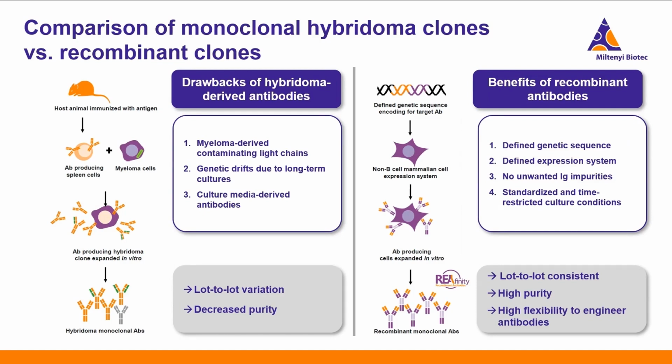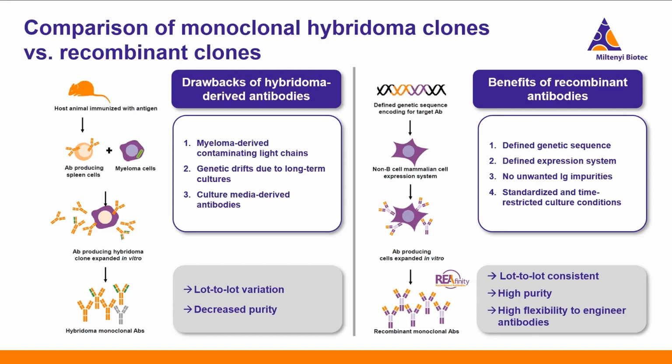Let's walk through a schematic representation illustrating the production processes of hybridoma antibodies and recombinant antibodies. Starting on the left-hand side, we have hybridoma antibodies. The process begins with the immunization of a host animal with a specific antigen. Following immunization, the host animal's B cells are activated, leading to the production of antibodies tailored to the antigen.